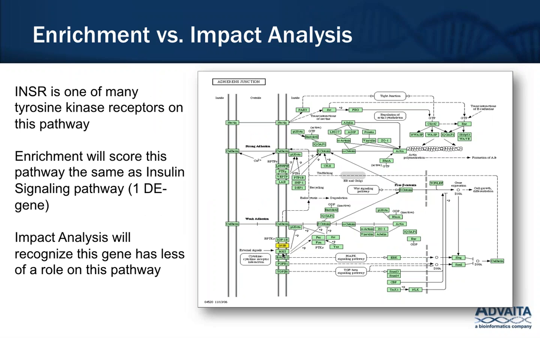When we look at the adherence junction pathway, we have that same insulin signaling receptor here, and this is one of several entry points on this particular pathway. Again, from an enrichment standpoint, this is just one of many genes on this particular pathway, and that's all we can assess from that. But using our impact analysis method, we would see that this particular entry point is not that connected on this particular pathway, and therefore we would score this particular pathway lower than the insulin signaling receptor pathway.